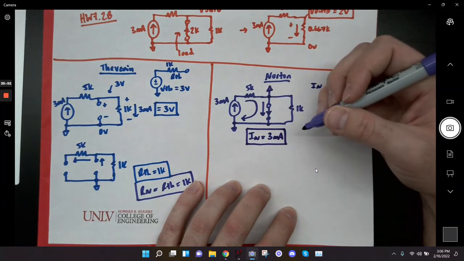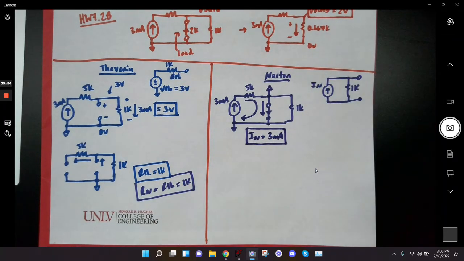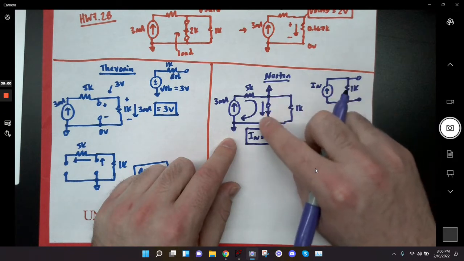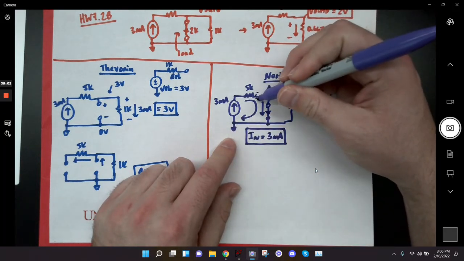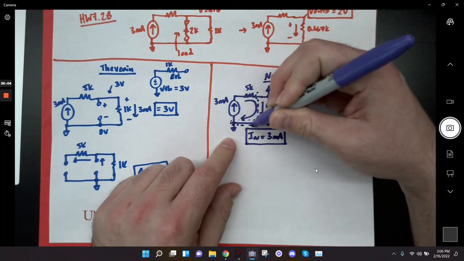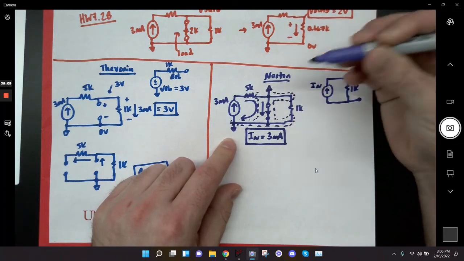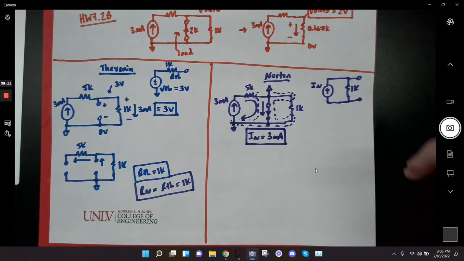Questions? Yes. Why did you add a ground up there? It's ground. It's physically shorted to ground. This is all one node now. All of this, all of this, all of this is all connected to ground. So I just draw another ground there to show you they're both ground. But that is all one giant node.